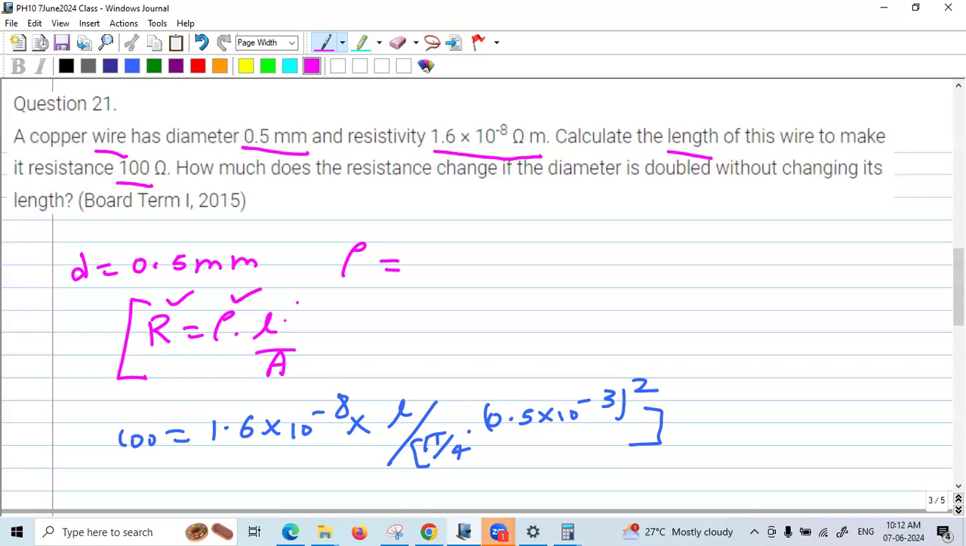Rho is given. I have a doubt, sir. While calculating the length, do we have to double the diameter also? No, you have to find the area. That is pi r squared, which is the same as pi by 4 d squared. Since they have given d, I'm using this formula.